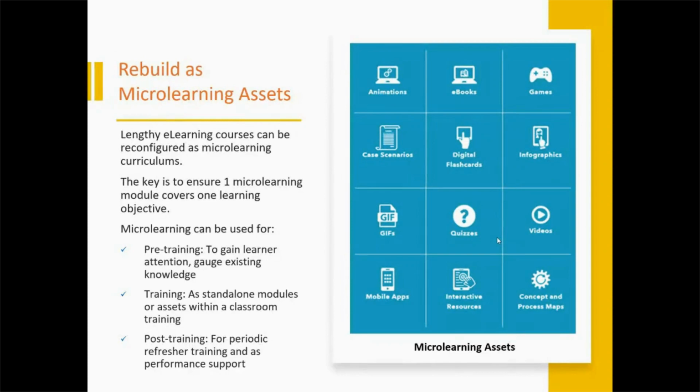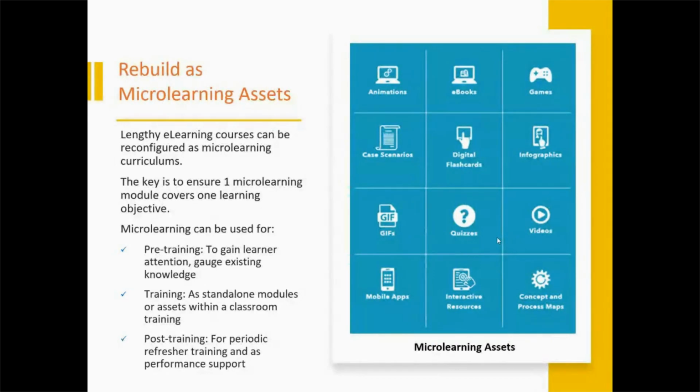So, micro learning can be used before the training, in the form of a quiz to gauge their existing knowledge or to get their attention. It can be used as the actual training content itself, as standalone modules or assets, even within a VILT. What you see there are some of the various possibilities for microlearning assets: quizzes, flashcards, ebooks, infographics, and videos, of course, need no introduction.